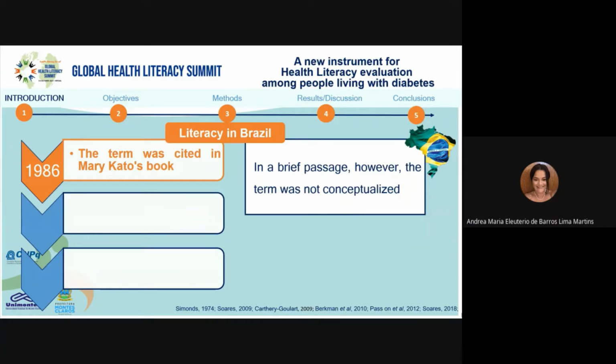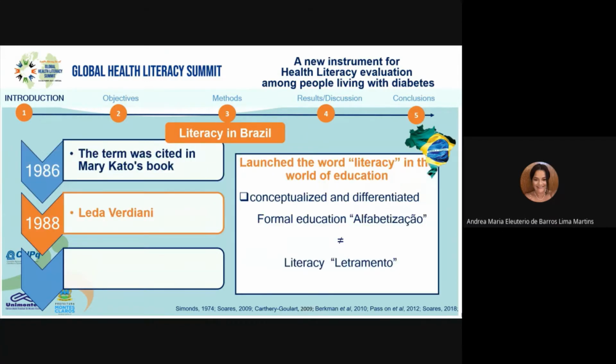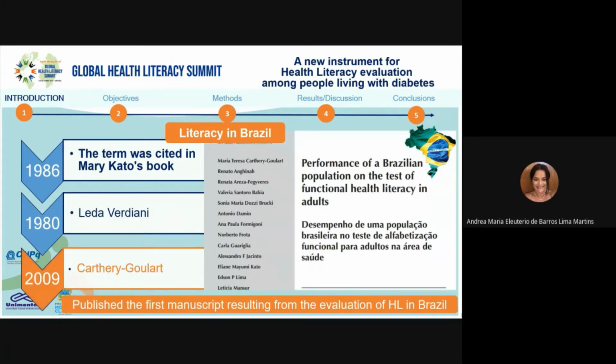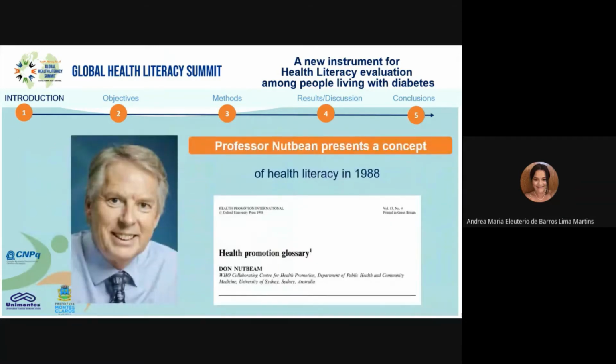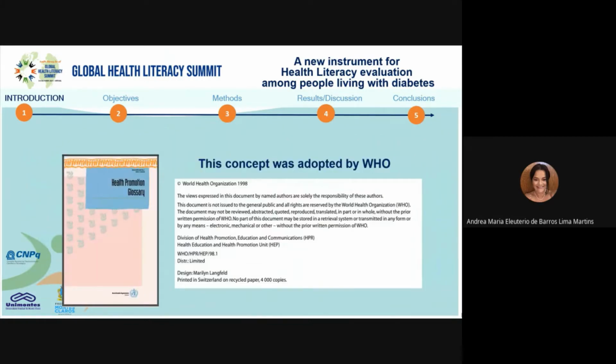Literacy in Brazil. The term was cited in Mary Cato's book. Lida Verdiani launched the word literacy in the world of education. Kathy Goulart published the first manuscript resulting from the evaluation of HL in Brazil. Professor Nutbeam presents a concept. This concept was adopted by WHO.